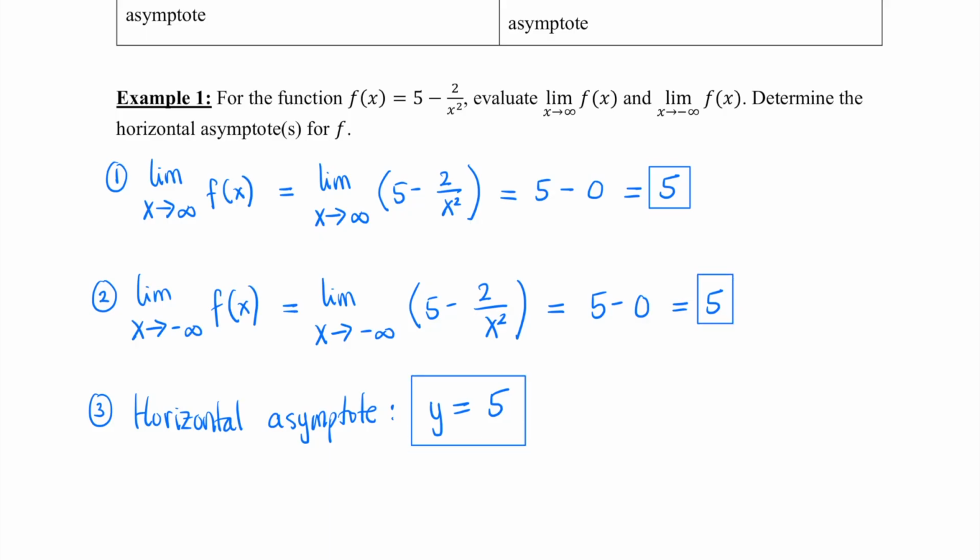Now, one very important detail. The horizontal asymptote must be written as an equation of a horizontal line. So it must be in the form y equals a number. That means the correct answer is y equals 5, not just 5. If you only write 5, that is not correct because 5 is just a number, not a line. The asymptote is a line, so we must write y equals 5.